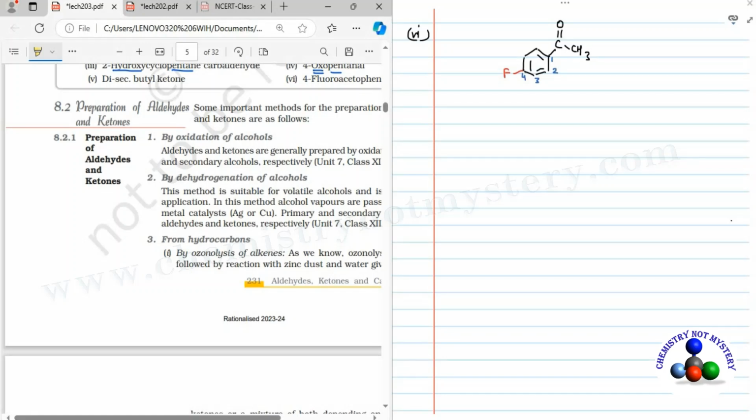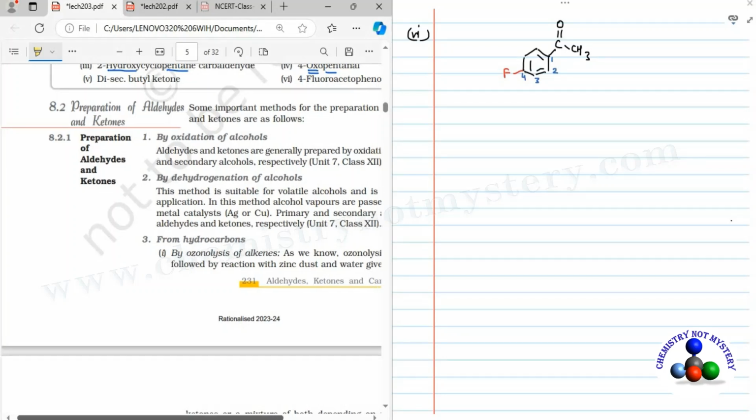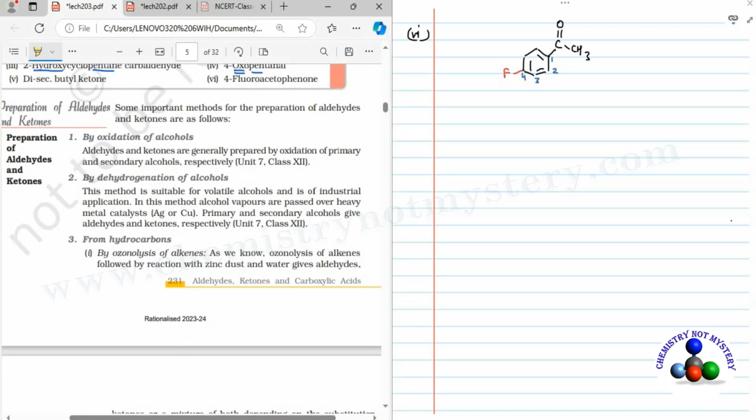Today we are going to discuss preparations of aldehydes and ketones. So let's read from the book. Some important methods for the preparation of aldehydes and ketones are as follows. First method is given the oxidation of alcohols. Aldehydes and ketones are generally prepared by oxidation of primary and secondary alcohols respectively.